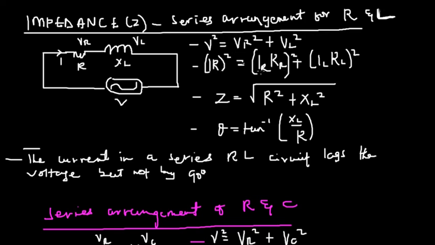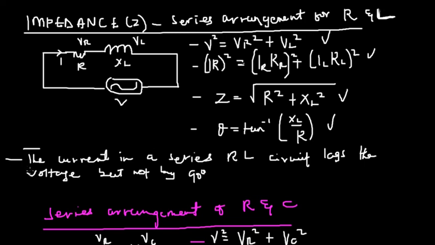The same thing applies over here. So these are the salient formulas you need to know for series arrangement of R and L, the resistance and the inductance. You need this formula and the inductance formula, very important, and finding the phase angle for the resistor and the inductance is also very important.